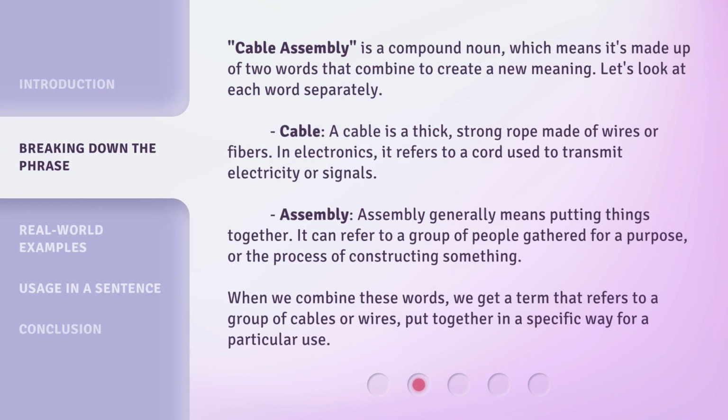Cable assembly is a compound noun, which means it's made up of two words that combine to create a new meaning. Let's look at each word separately. Cable. A cable is a thick, strong rope made of wires or fibers. In electronics, it refers to a cord used to transmit electricity or signals. Assembly. Assembly generally means putting things together. It can refer to a group of people gathered for a purpose, or the process of constructing something. When we combine these words, we get a term that refers to a group of cables or wires, put together in a specific way for a particular use.